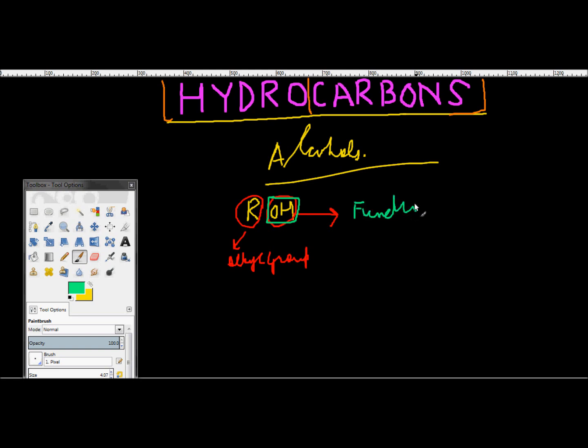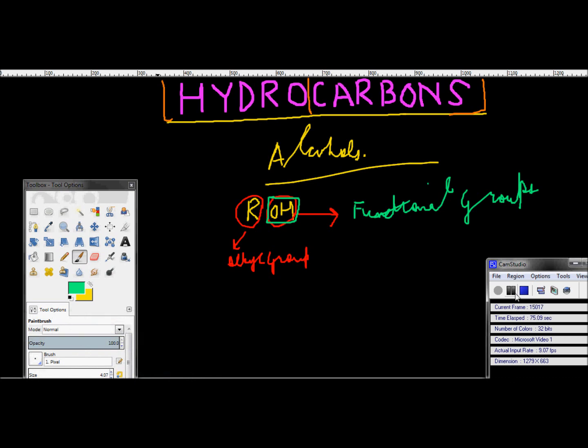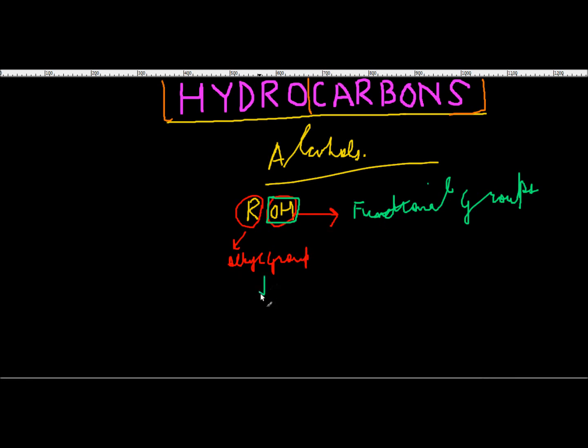So guys, you need to remember these two, alkyl and functional groups, and what they basically indicate in a compound, because the functional group is always associated with the chemical, I repeat, chemical properties, and the alkyl group is always associated with the physical properties. So guys, alkyl for physical, and functional for chemical properties.